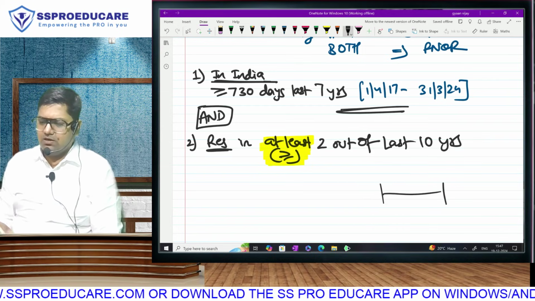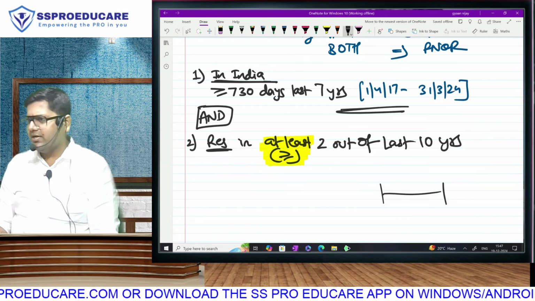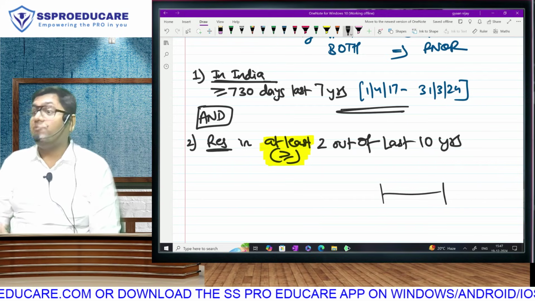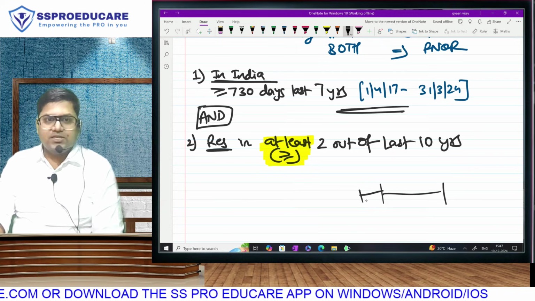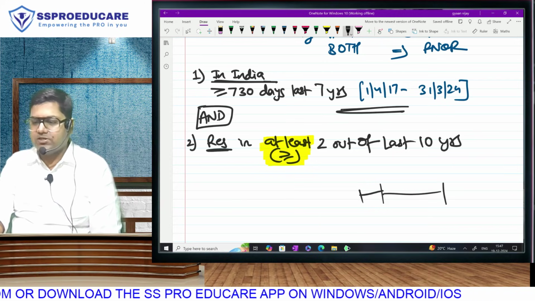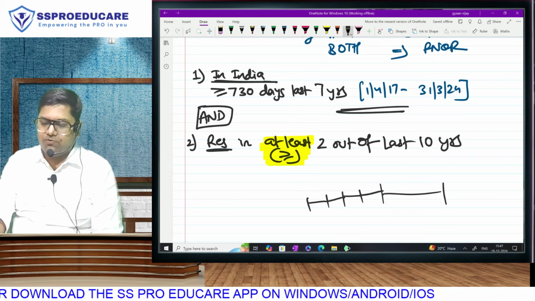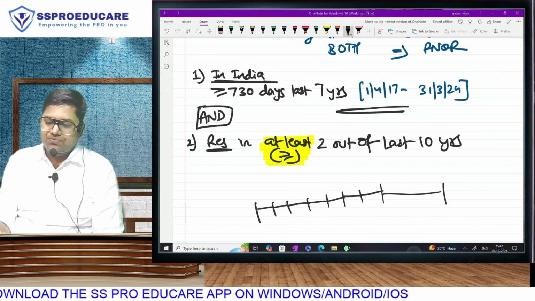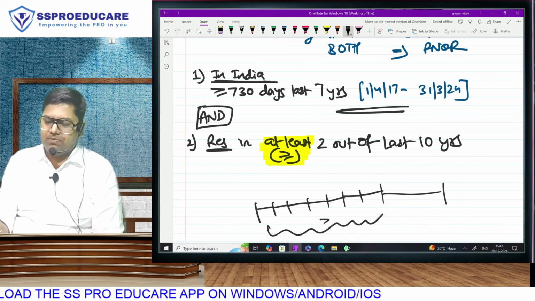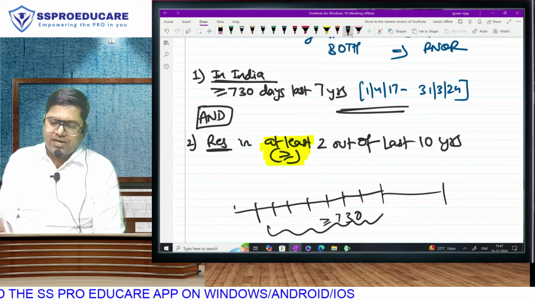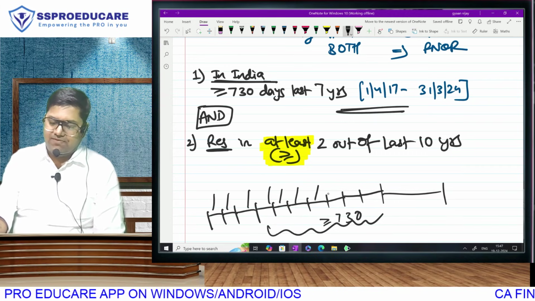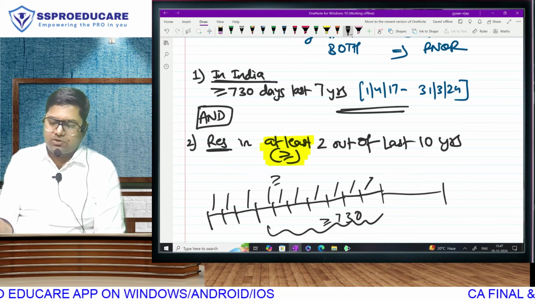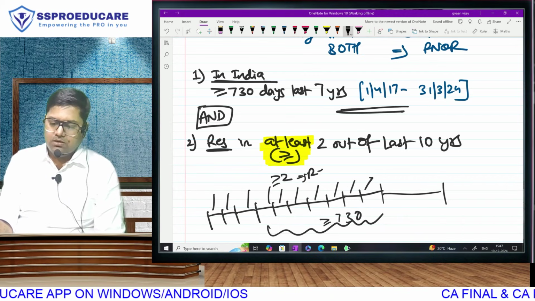Supposing this is your 2024-25. Here we check 182 days. Supposing it is fulfilled, that means you are resident. Now, 365 is not required, because 60 days we are not checking. But for these 7 years, the total stay in India should be the minimum, and then check 3 more years. Out of these 10 years, you should be resident in a minimum of 2 years.